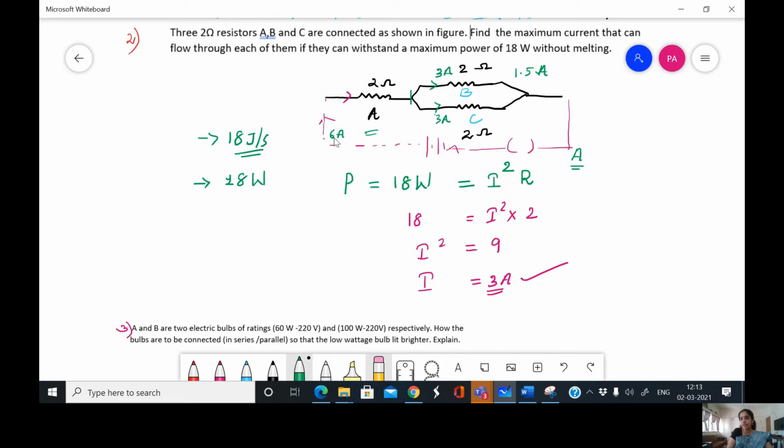But if that 6 ampere is to be drawn from the mains or from the battery, then A should tolerate this 6 ampere. A cannot tolerate that. So what is the safe current that can be sent through all the resistors so that the circuit is safe? It is 3 ampere. So you will write: the current through resistor A is 3 ampere, the current through resistor B is equal to 1.5 ampere, and the current through resistor C is also 1.5 ampere.